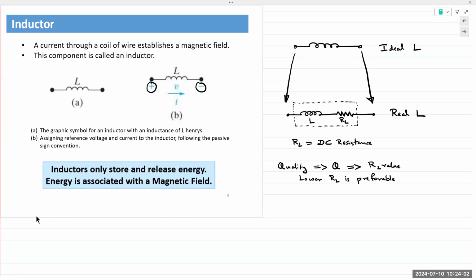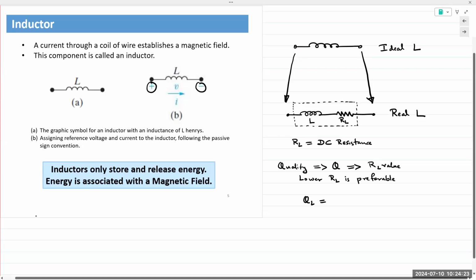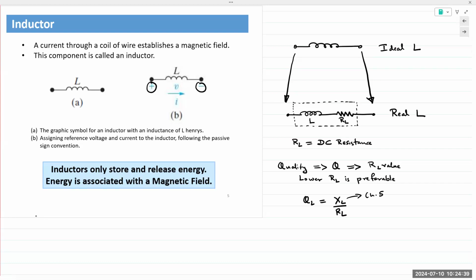And the reason I was not stating it right now, but I can state it. Q is given by the ratio of XL to RL. XL is reactance, which is what we'll study in chapter 5. That was the reason I was not going to mention it. But that equation has, so QL, the quality of the inductor, is XL over RL. The XL is not something we'll see until chapter 5, but RL is in the denominator. That's the key point. RL is in the denominator.